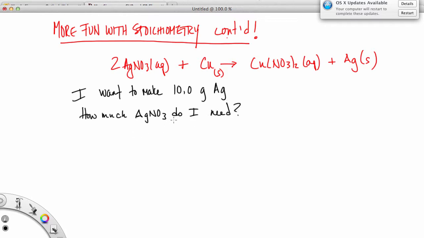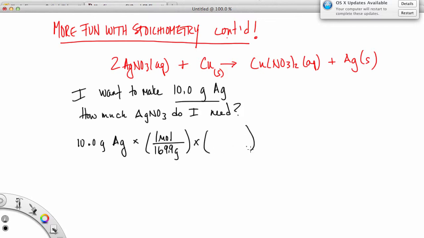All right, so what we do is we start out with our given quantity. 10 grams of silver. I'm going to convert to moles. The molar mass of silver is 169.9 grams. And I'm going to multiply by the mole ratio of silver nitrate to silver, which is a 2-to-1 ratio. And then I will convert to grams of silver nitrate. And I think I made a boo-boo. Yeah, let's go back here.